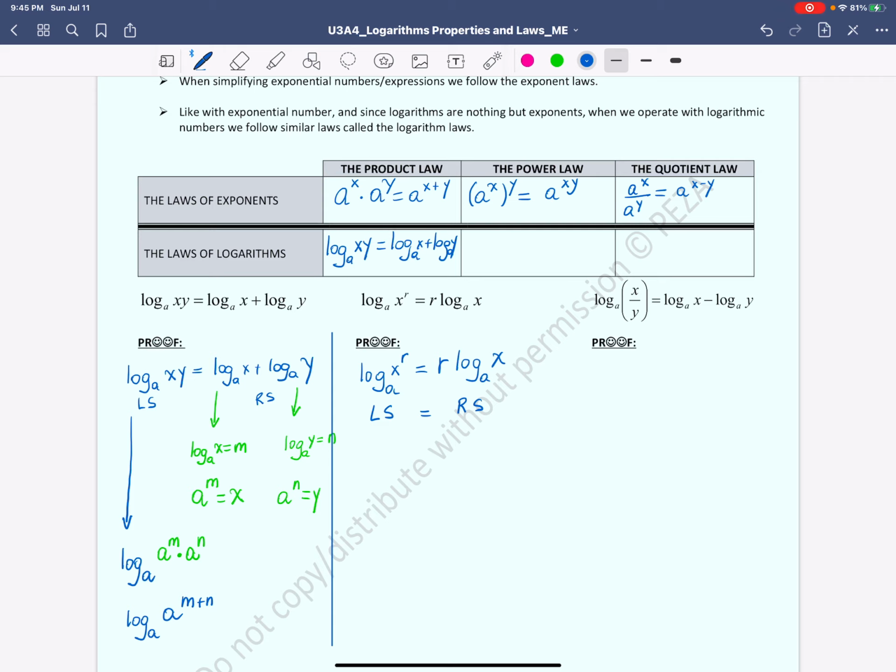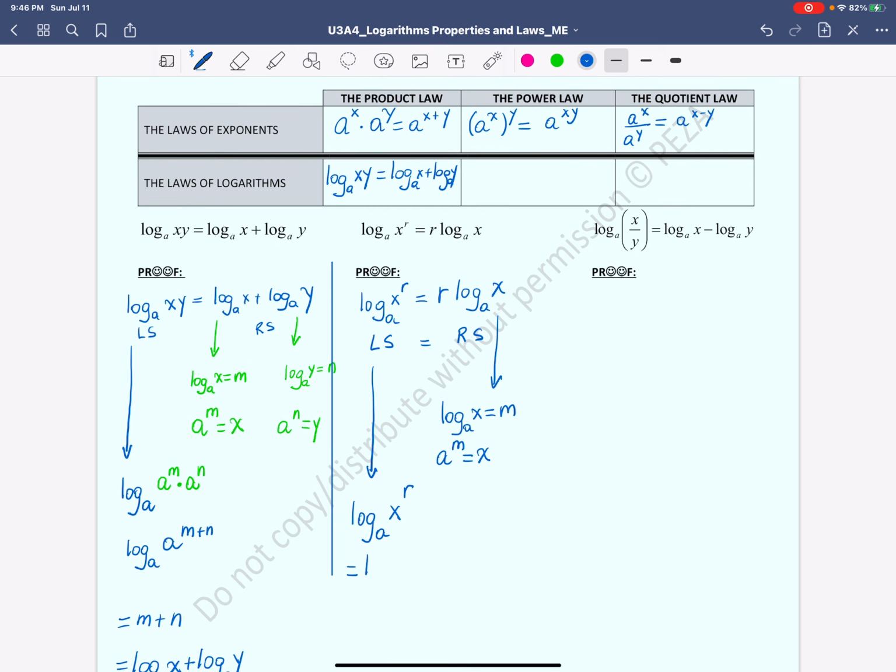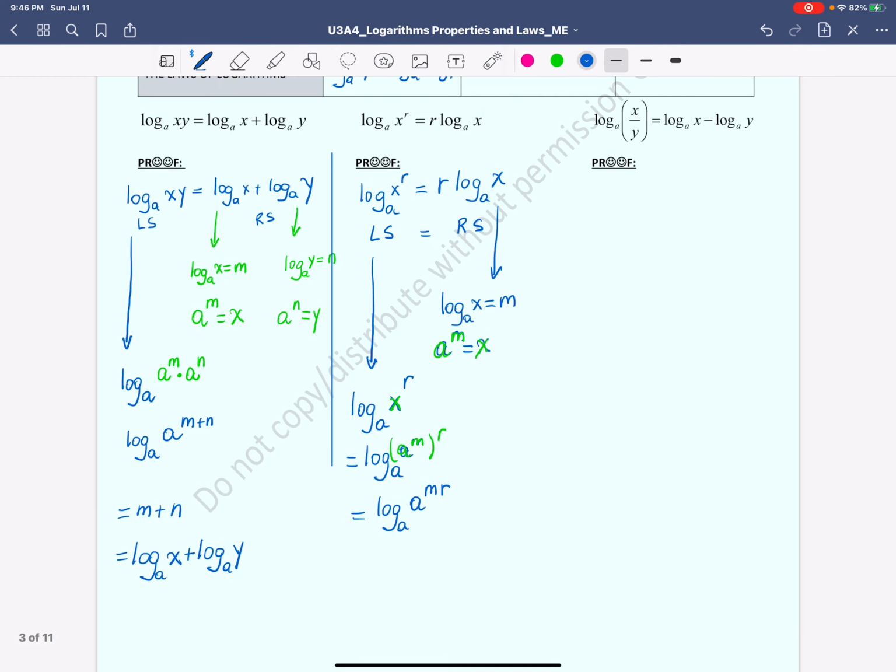So similar to what we did before, we're going to let log with base a of x equal some number m. That means that a to the power of m equals x. Remember, base to the power of m equals x. So we'll go back to the left side and we'll say that log with base a of x to the power of r can be written as log with base a. Instead of x, we'll write a to the power of m. And we still have it to the power of r. So that would be log with base a of a to the power of m times r, using the power law of exponents here.